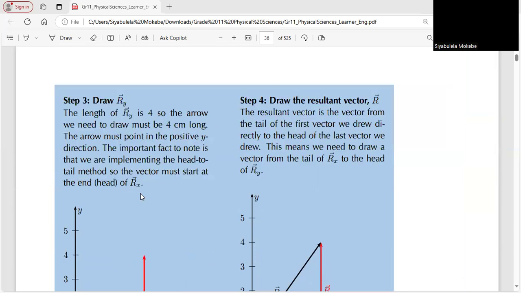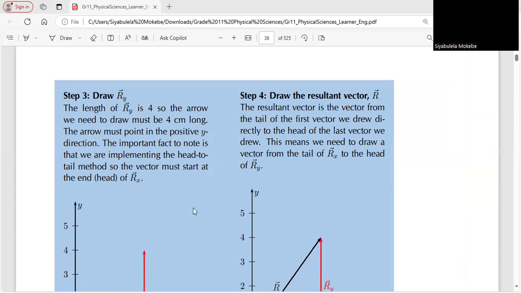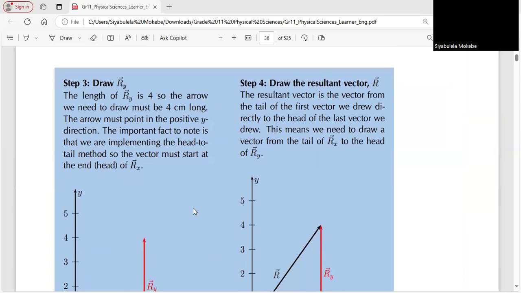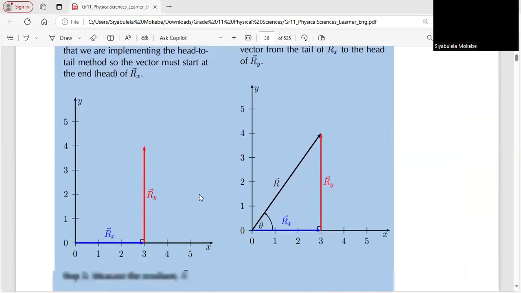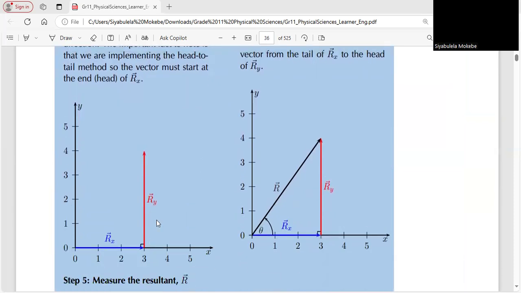Step number 3, the length of Ry is 4 Newton. So the arrow we need to draw must be 4 centimeters long. The arrow must point in the positive Y direction. The important fact to note is that we are implementing the head to tail method. So the vector must start at the end of Rx, right?